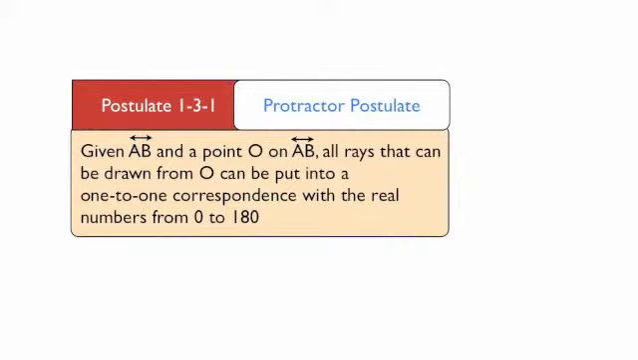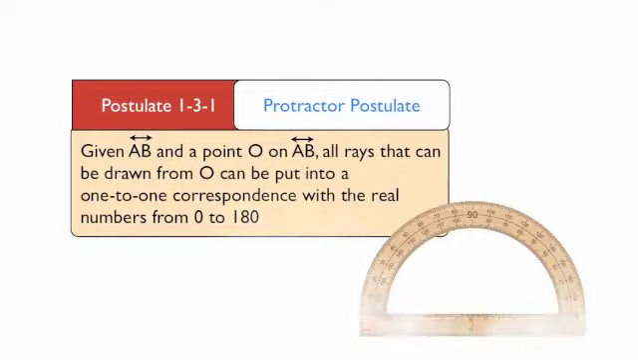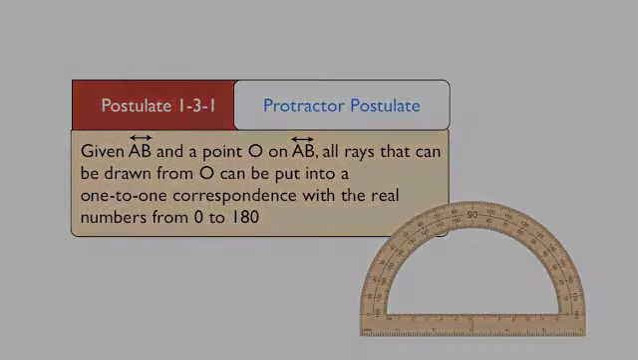Basically, remember our ruler postulate, which was a very simple concept? Well, the protractor postulate really is a simple concept too, even though it sounds complicated. What it basically says is that if you have an angle, you can apply a measure to that angle using a protractor. The same way that you can measure distances with rulers, you can measure angles with protractors. And that's the protractor postulate.